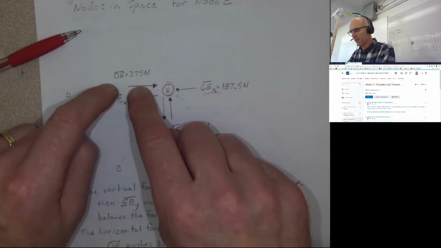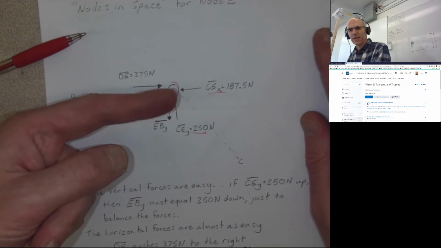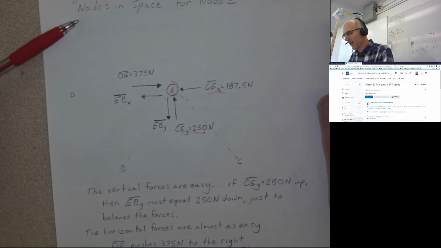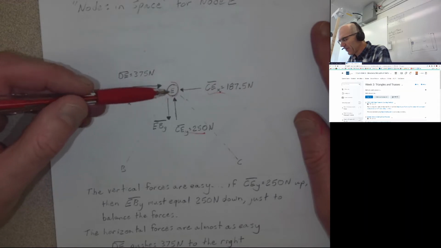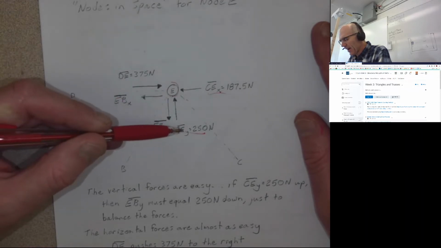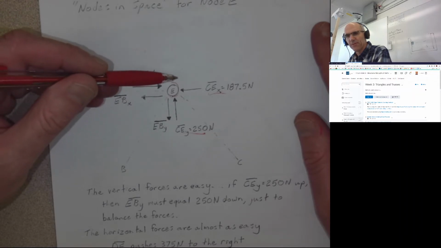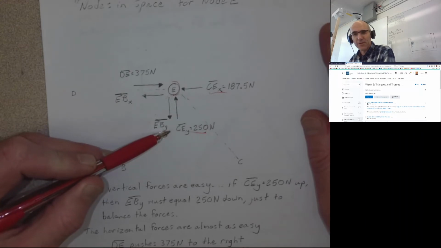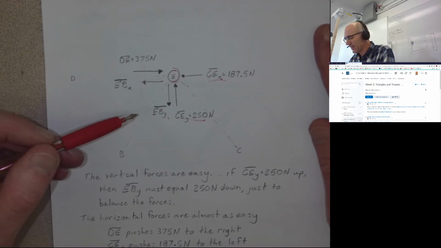If this member is pushing with 375 on that node, it's got to be pushing in the opposite direction with 375 on this node over here. Okay, so if that's happening right here, we've got 3 horizontal forces, and we've only got 2 vertical forces. You remember in the other one we had a third vertical force, which was the force of the load. So this makes our vertical forces trivial to calculate. So let's do them first. Let's take care of the easy stuff right on here.